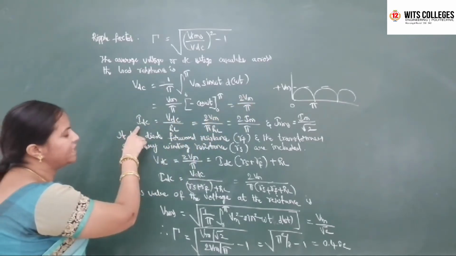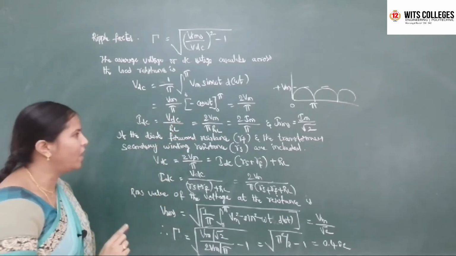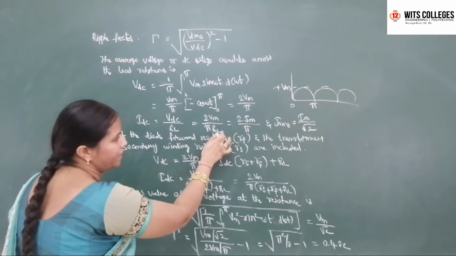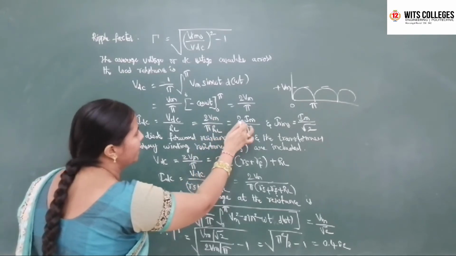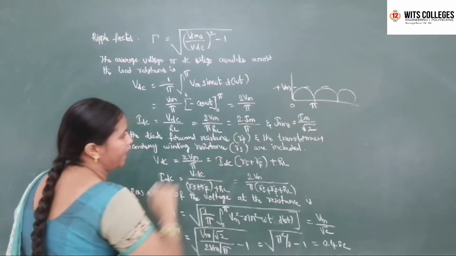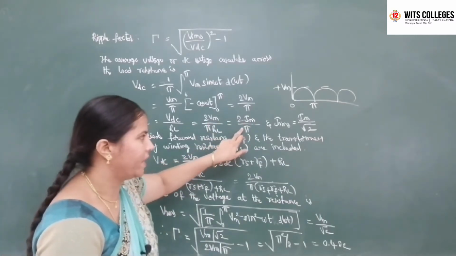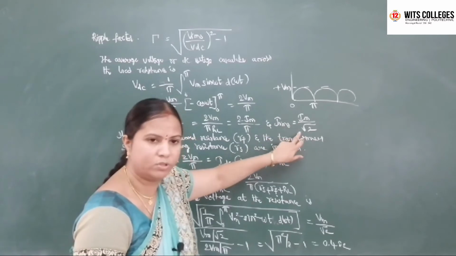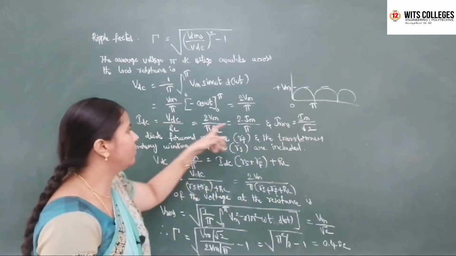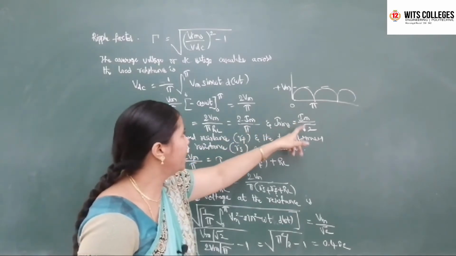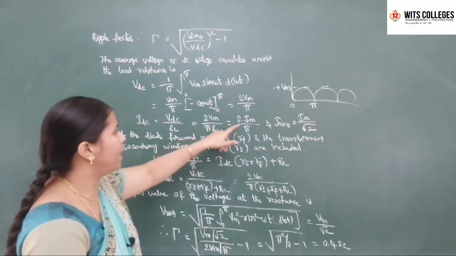Likewise, Idc equals Vdc by RL. If you substitute Vdc here, 2 Vm by pi into RL, it equals 2 Im by pi, and Irms equals Im by root 2. So Idc equals 2 Im by pi and Irms equals Im by root 2. What is Im here? It is the actual maximum current.